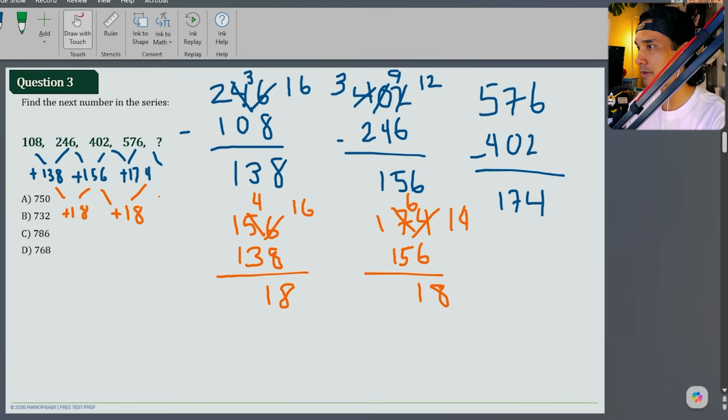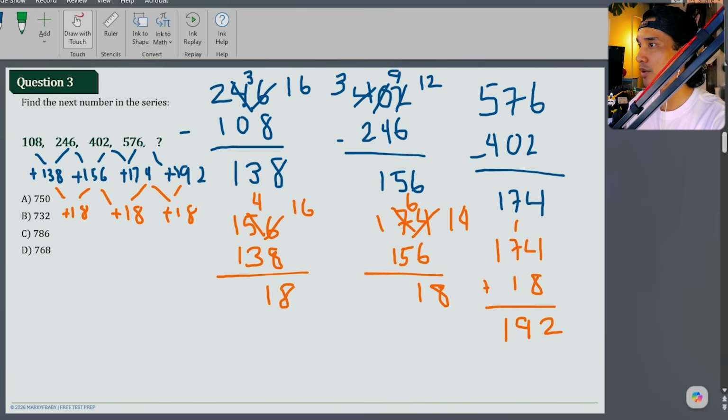Two numbers are the same. So I'm going to apply this pattern to this next number, to 174. So what is 174 plus 18? That's 4 plus 8 is equal to 2. 1 plus 7 is 8, plus 1 again is 9. And then carry this 1 over, I get 192. Okay? And then I'm going to put this plus 192.